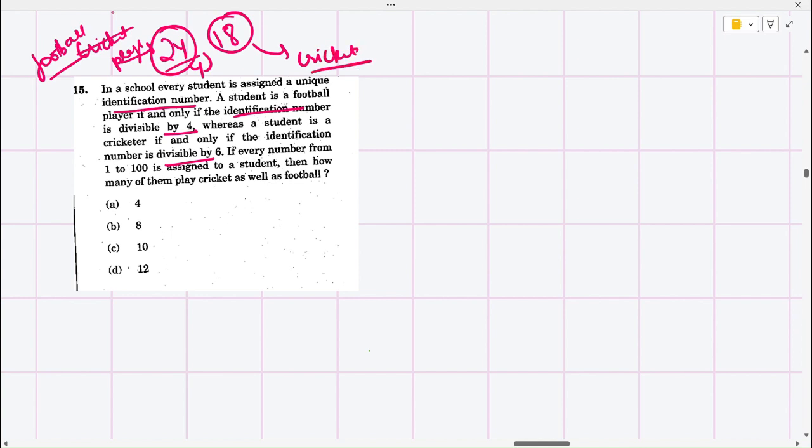So divisibility by 6 is for the cricket players and divisibility by 4 is for the football players. And see, 24 is also divisible by 6, which means that this particular person is also a cricket player. So, basically, all those children whose identification number is divisible by 4 are football players, and all those children whose identification number is divisible by 6, all of them are cricket players.